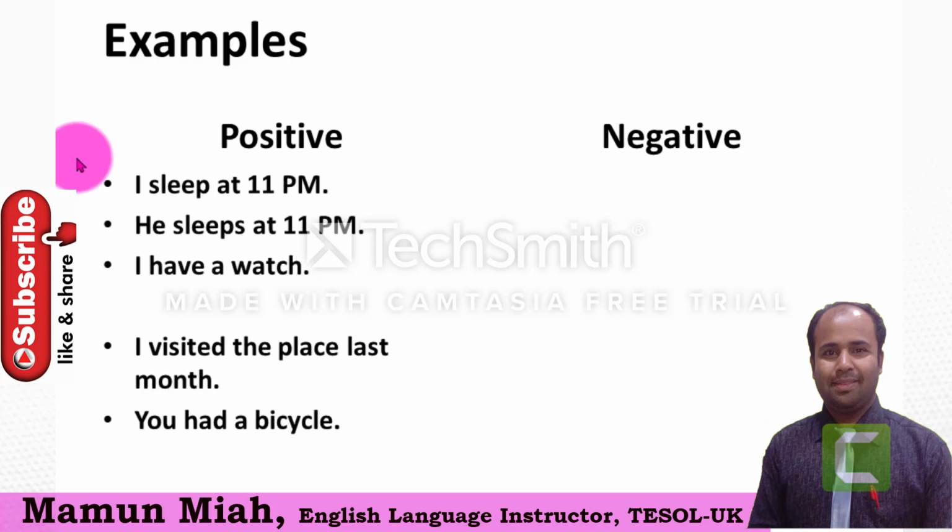Examples: I sleep at night. Look, sleep, base form. But the second one, he sleeps at 11 p.m. Here, sleeps, singular form. I have a watch. Have, base form. Okay, let's change. The first one, I sleep. Look, there is no s or es connected, and this is base form. That is why the negative form is, I do not sleep.